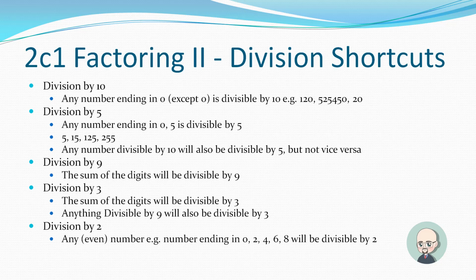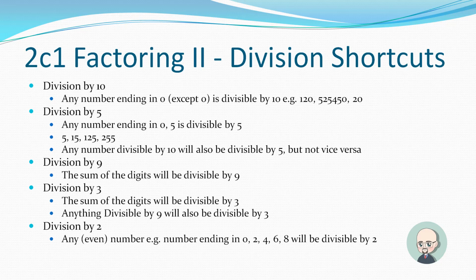Division by 9. The sum of the digits will be divisible by 9. This will make a little more sense when I show you the next slide. Division by 3. The sum of the digits will be divisible by 3. Anything divisible by 9 will also be divisible by 3, but again, not in reverse.